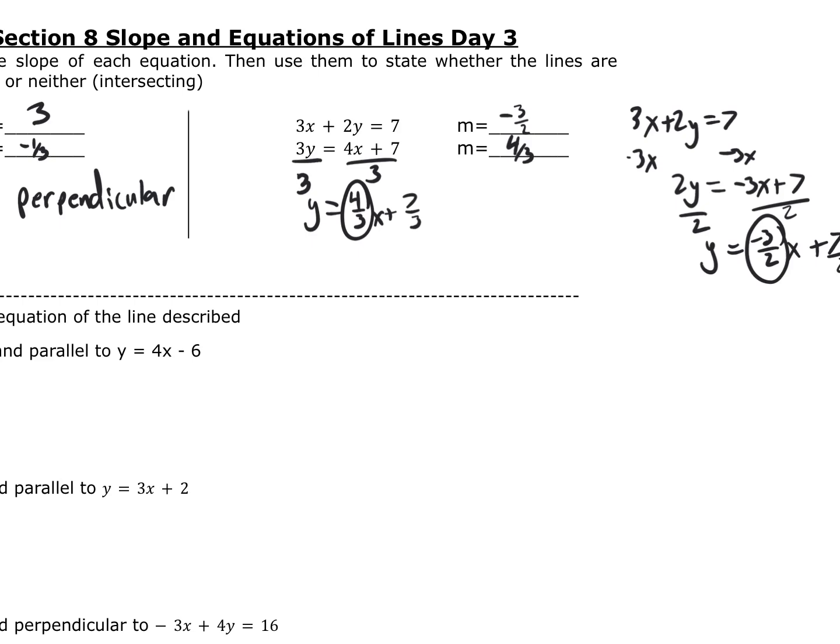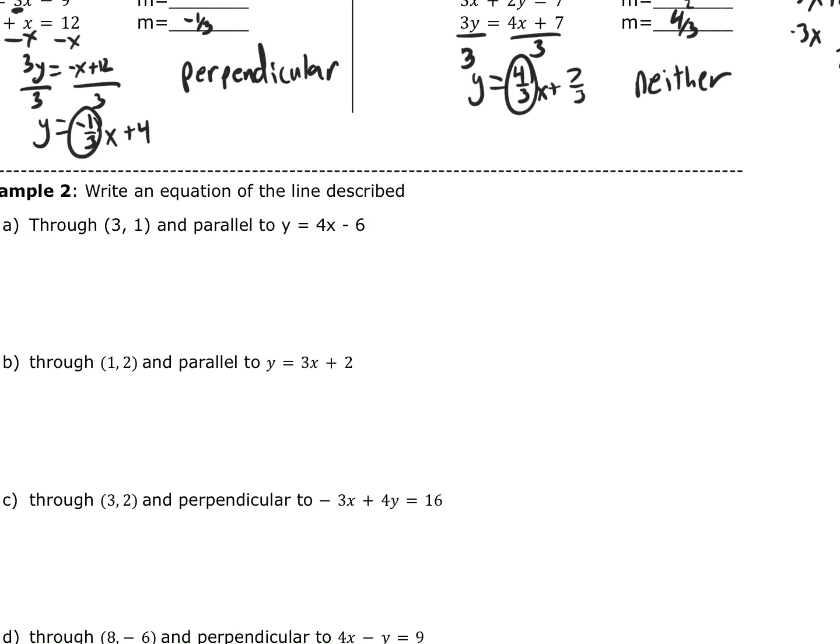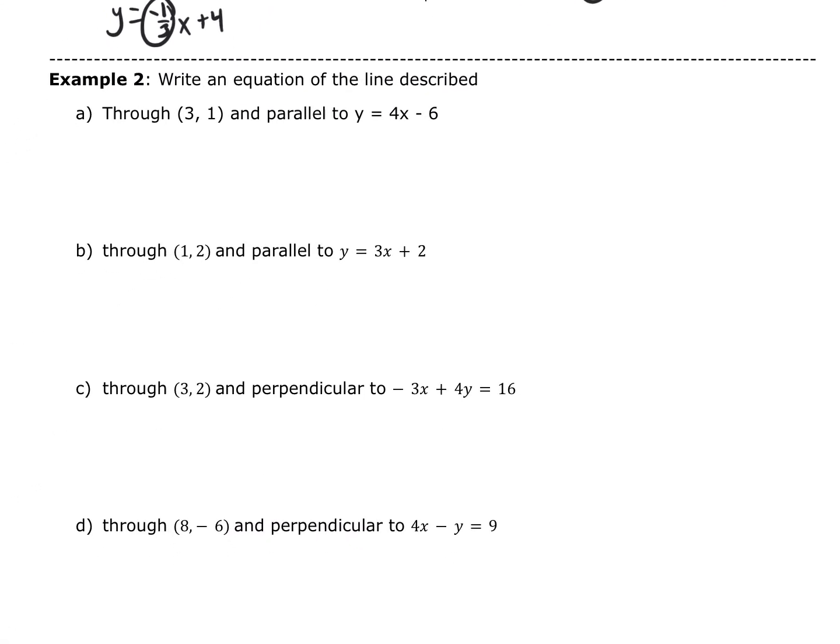Now, negative 3 halves, 4/3, those are not opposite reciprocals, and they're obviously not the same, so we would say those are neither parallel nor perpendicular.